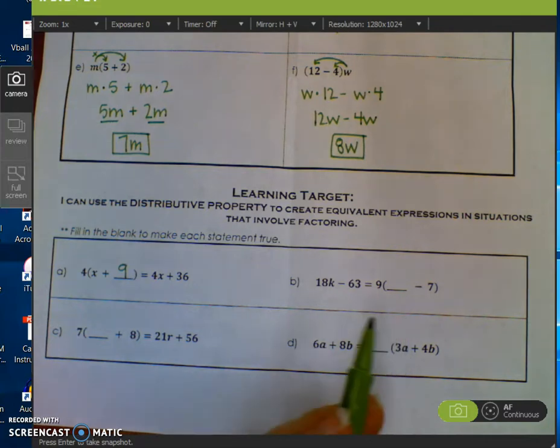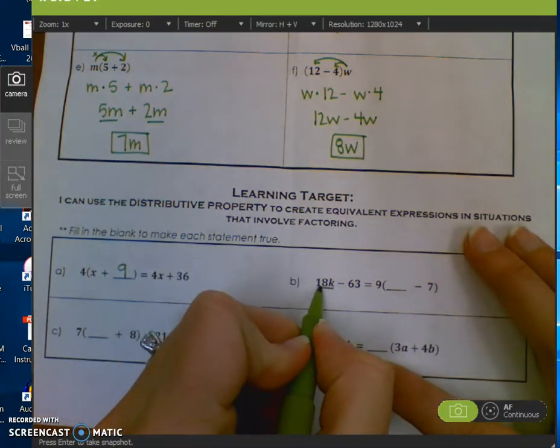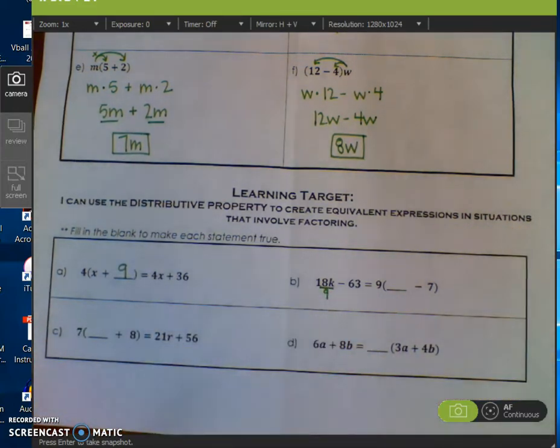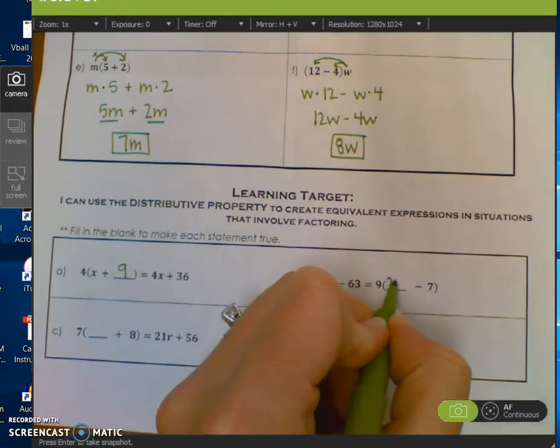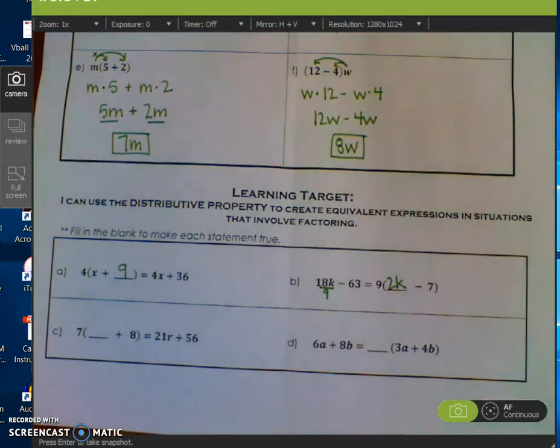So I've really just got to think about 18k divided by 9, or what times 9 gives me 18k. And I know that 9 times 2 is 18, and then I just have to put my k, and my term here that belongs in the blank is 2k.